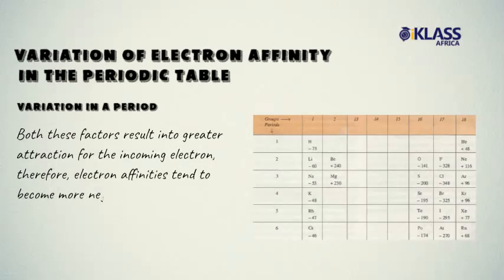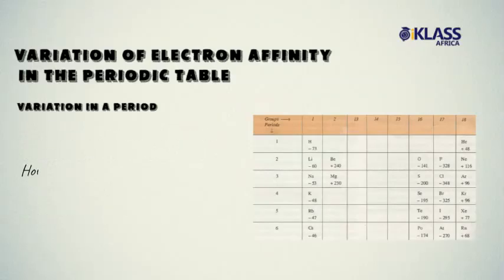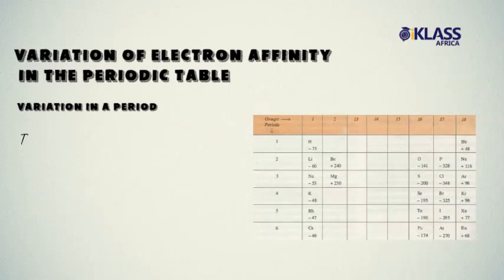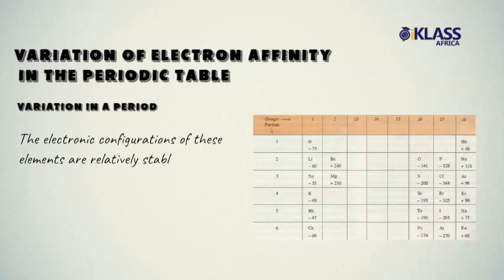However, some irregularities are observed among the elements of Group 2, Group 15, and Group 18. The electronic configurations of these elements are relatively stable, and hence, these elements have positive or very low negative electron gain enthalpies.